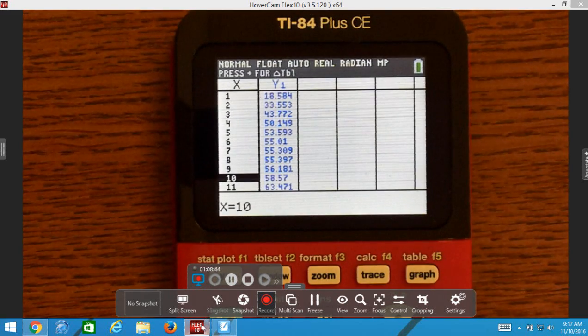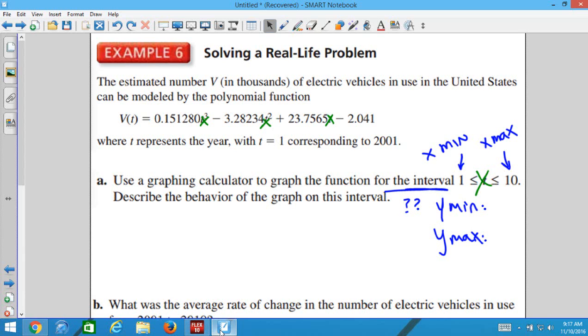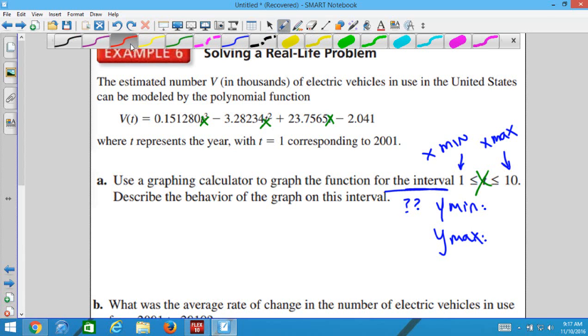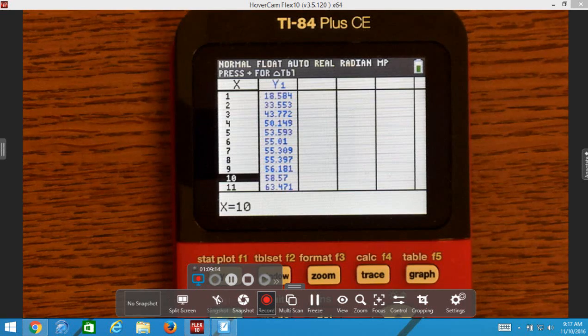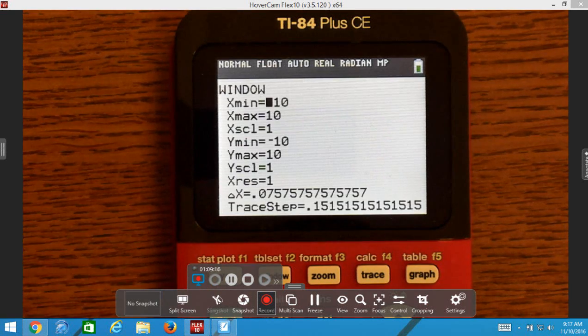But it doesn't have to be perfect. You don't have to type in 18.584. How about we just type in 18? And instead of 58.57, how about we just type in 59 or 60? Just make it a little easier so we can see the graph. So our y minimum, we're just getting from the table. We'll make our y minimum 18 and then our y maximum 60. So I go to window, and I'm going to change my window.